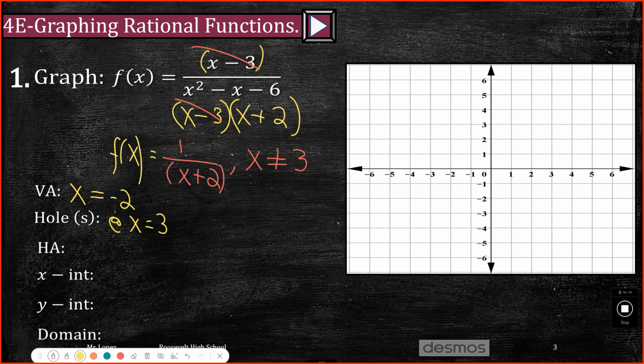Horizontal asymptote, where is it at? Y equal to 0, because the power at the bottom, the denominator, is bigger than the top. So horizontal asymptote at y equal to 0.